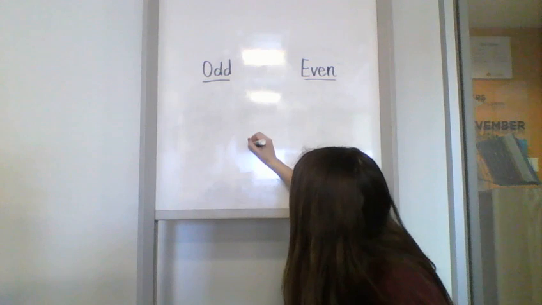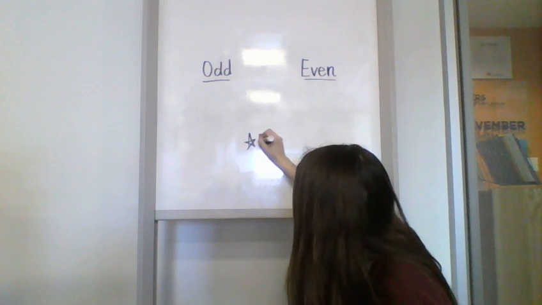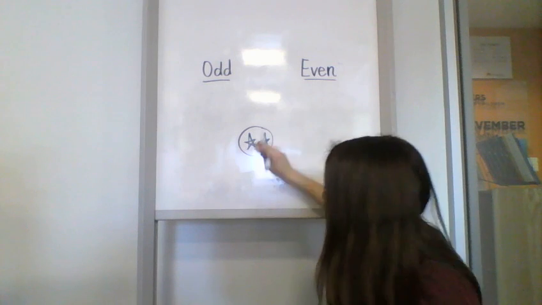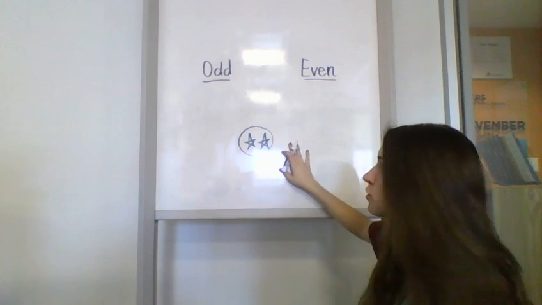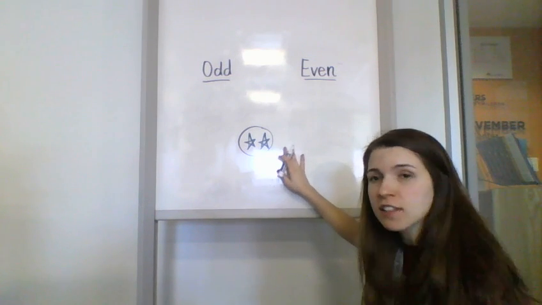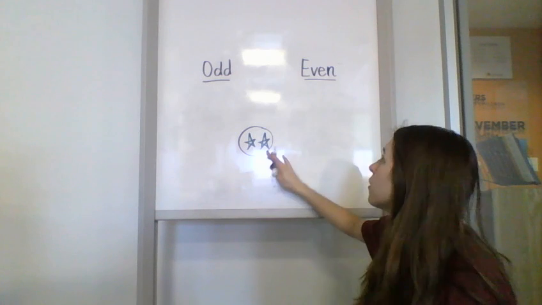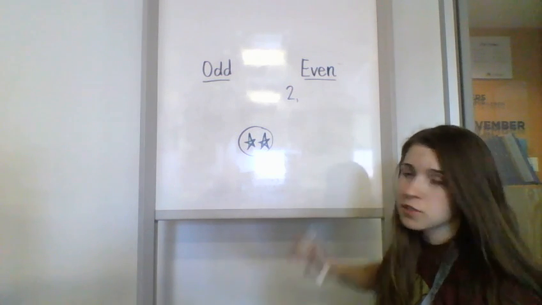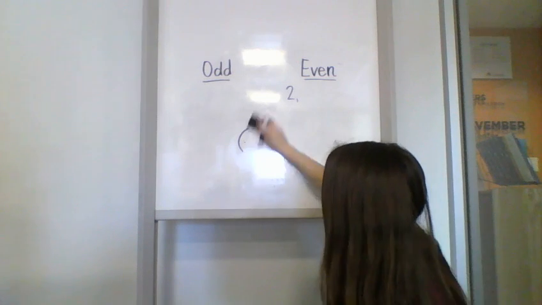If I have 2 stars and I want to make them into a pair, I can circle them, and this makes one pair. There's no stars left over, so that means that 2 is an even number. So I'm going to put a 2 under this group of even numbers. Say I try a different number.